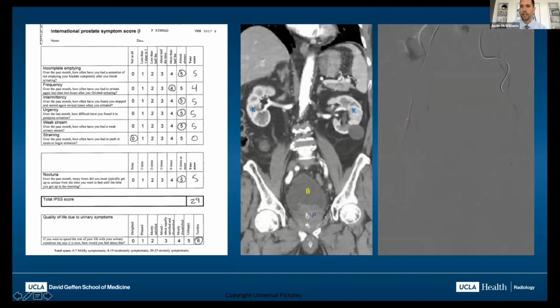And then just showing just how vascular the prostate can be. This is just an AP angiogram, kind of the same projection as this coronal. And you see the prostate lighting up like a light bulb. So we take advantage of that in our PAE procedure.